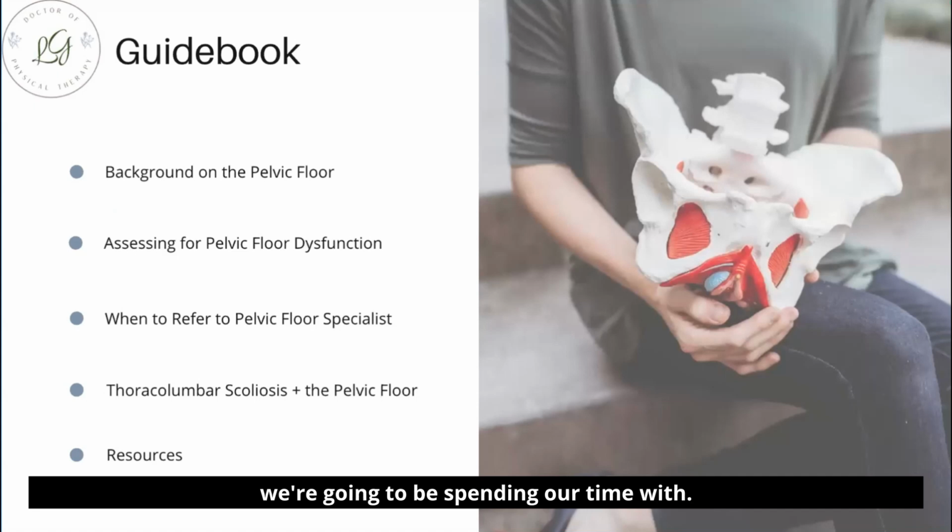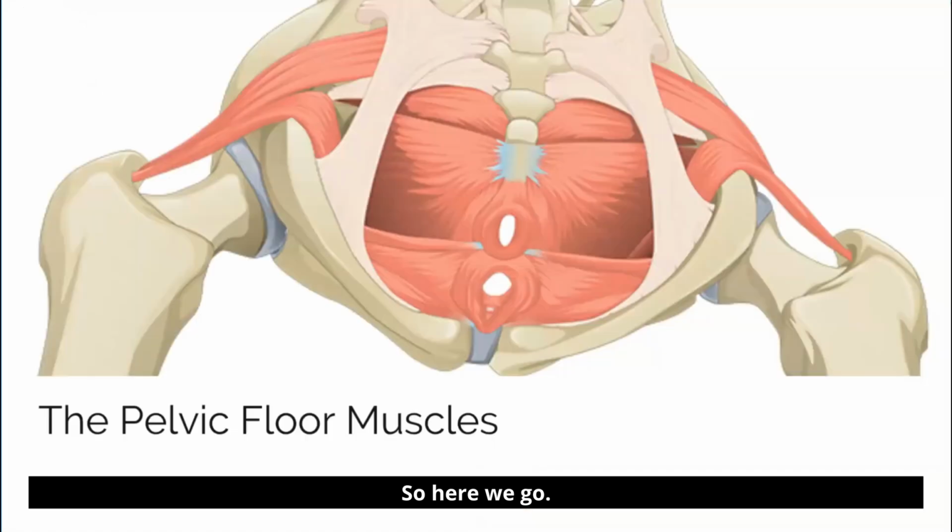I just wanted to put a little bit of a guide as to what we're going to be spending our time with. Since Dr. Hameed did such an amazing job on the pelvic floor, I'll kind of breeze through that first section, although I do approach it from a slightly different angle. We'll talk a little bit more about how to assess and screen for pelvic floor dysfunction and when to refer out. I was also asked to talk a little bit more about thoracolumbar scoliosis and the pelvic floor, so I did a little deep dive into the current research that's available. And spoiler alert, as Dr. Hameed mentioned, there's not a whole lot yet. Maybe we as a community can work on that. So here we go.